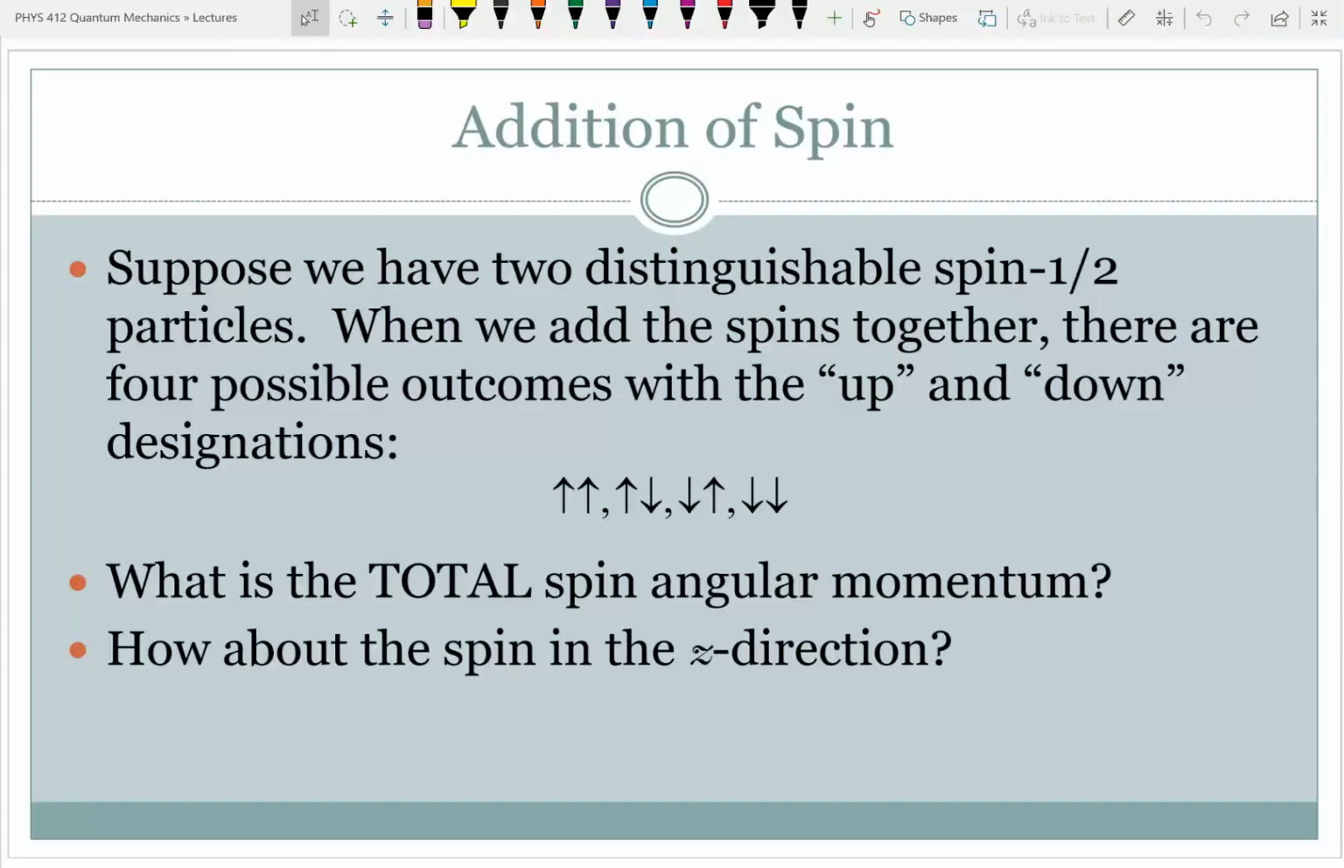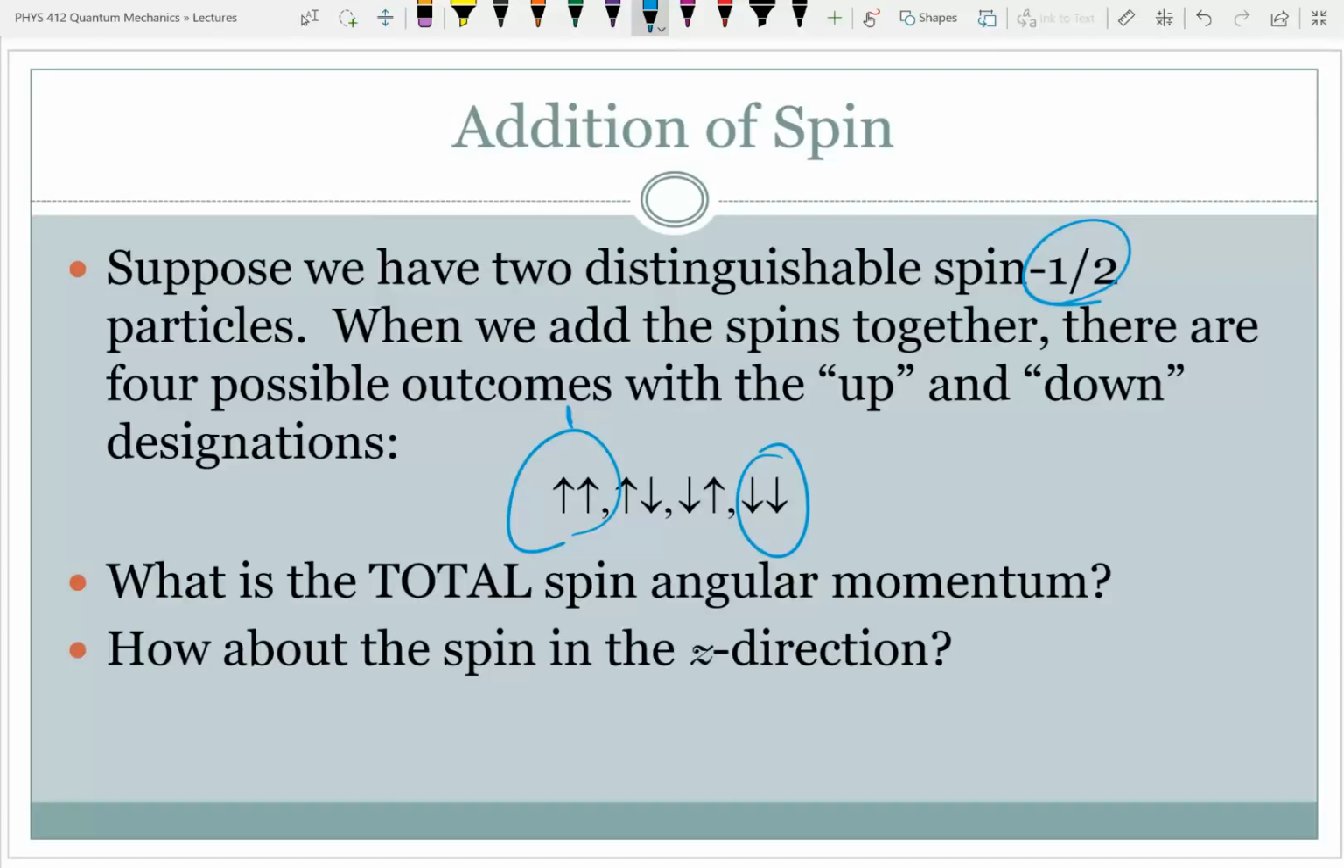And now I have a question. What's the total spin angular momentum in these? And how about the spin in the z direction? What would you say is the total angular momentum in that case? Well, it's 2 times one of them. Each one's 1/2, so I guess it'll just be 1. So that would be a total spin of 1. What about this one? -1.